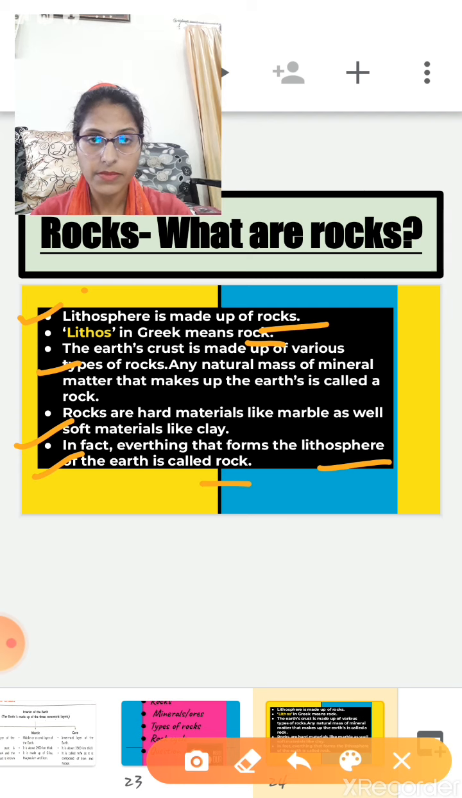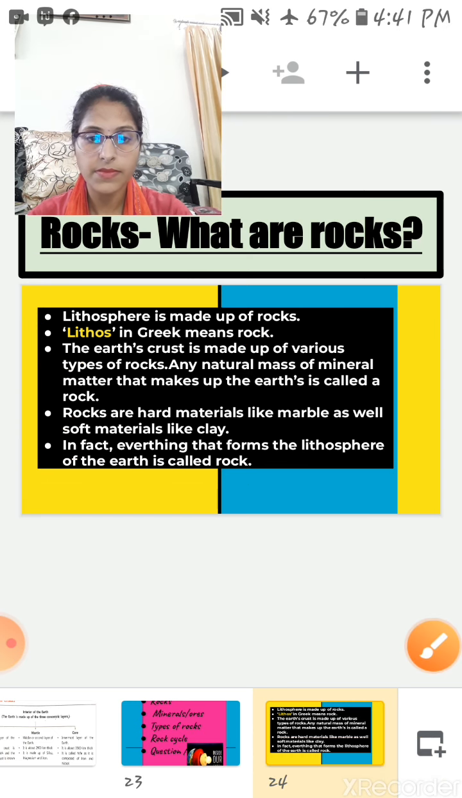Is it clear? Now, rocks do not have a definite chemical composition. Second thing is they are made up of one or more minerals. They have different composition, size, color and texture. Is it clear? So what are rocks? All the solid material on the earth's crust, whether hard or soft, that makes up the earth's crust.